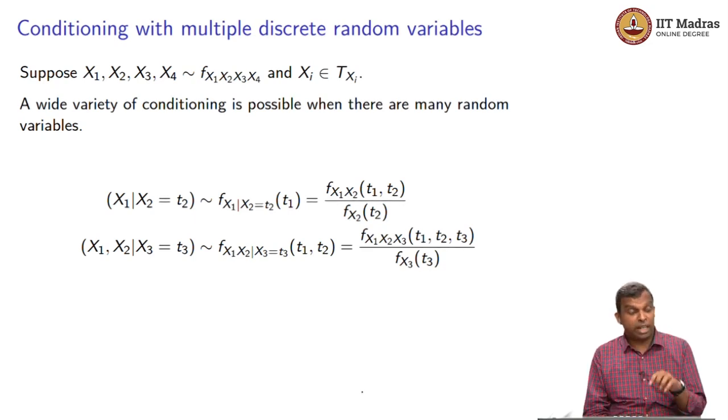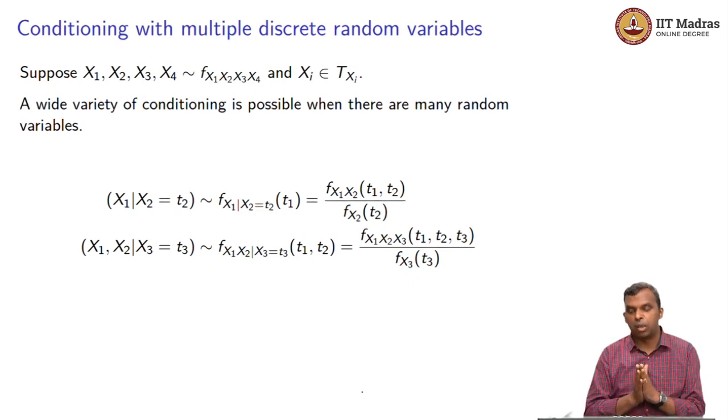So I can think of x1, x2 given x3 equals t3. This is like a joint distribution of x1 and x2 conditional on x3 being t3. It's maybe a bit confusing, but you can see that the idea is very similar to the conditioning of x1 with x2, and the formula is also very similar. It's the same principle, joint by marginal. So what is the joint? I have f of x1, x2 given x3 equals t3 at t1, t2. I simply join everything and put it in the numerator: f of x1, x2, x3 at t1, t2, t3. You divide by whatever you're conditioning on, so f of x3 at t3. Simple enough, right?